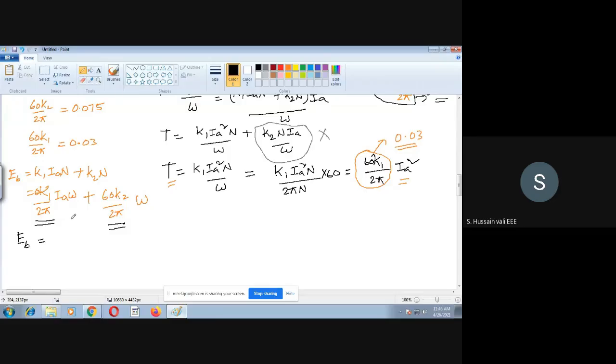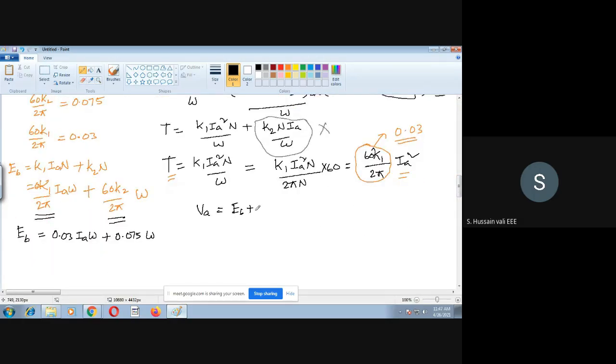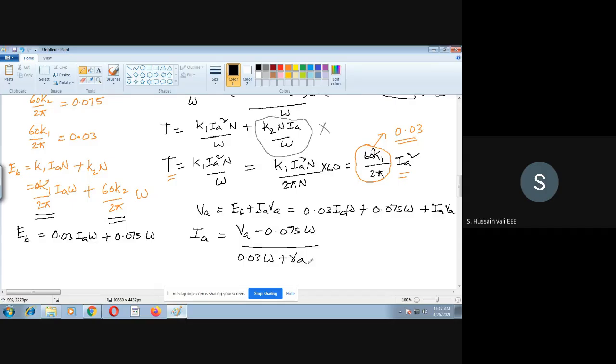So EB is equal to, this value we already got from the data, that is 0.03 into Ia omega plus 60K2 by 2 pi, that is 0.075 into omega. This is the EB value. Then what is the VA value? Because VA is equal to EB plus Ia RA. So VA is equal to 0.03 Ia omega plus 0.075 omega plus Ia RA. From this we can find out Ia. So Ia can be written as VA minus 0.075 omega, whole divided by 0.03 omega plus RA. So this is Ia.